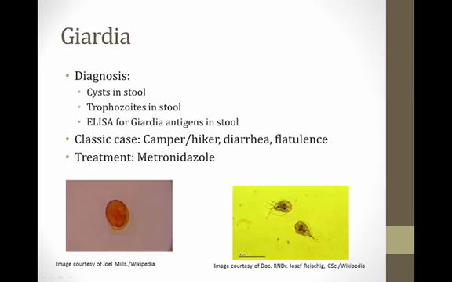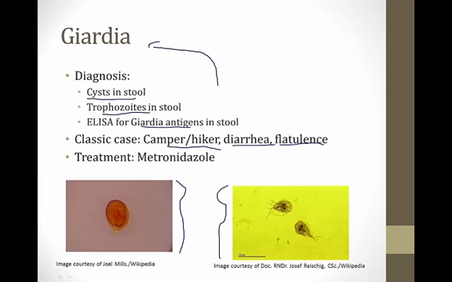The way you diagnose Giardia is by finding cysts or trophozoites in the stool. You can also do an ELISA test for Giardia antigens. This is a picture of a Giardia cyst down here on the left, and you can see it looks like a tiny egg. And these are the trophozoites over here on the right, and they have multiple flagella that they use to move around on the slide. So the classic case of Giardia infection is a camper or hiker who develops diarrhea and flatulence and symptoms that fit with steatorrhea. That person has a Giardia infection of the small bowel, and the treatment for this is metronidazole.